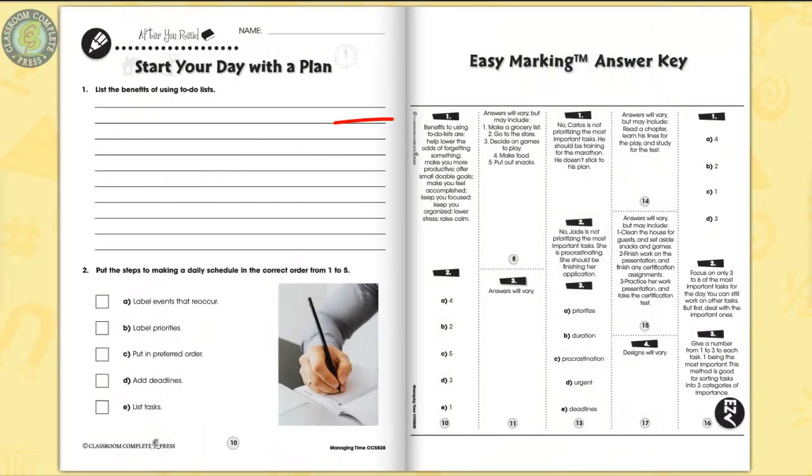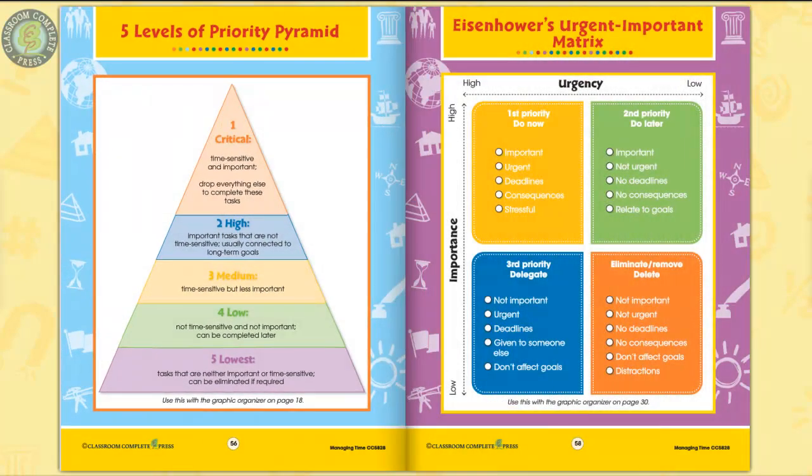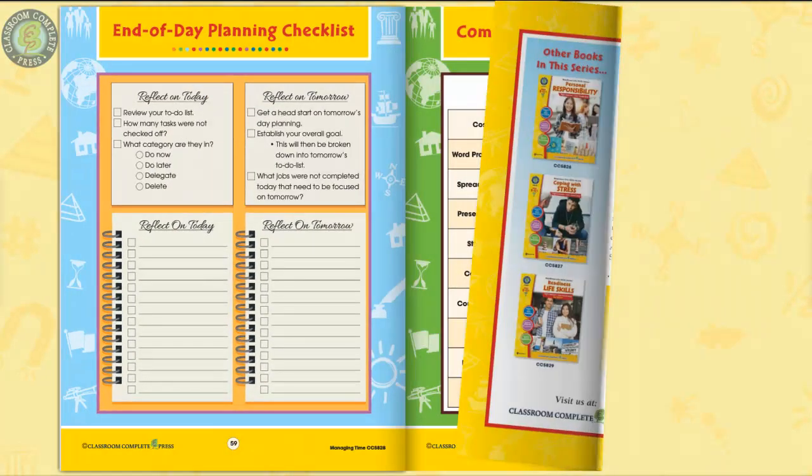The easy marking answer key works by lining up perfectly with the matching question pages. 6 color mini posters completes the resource. Create your own routine for end-of-day planning.